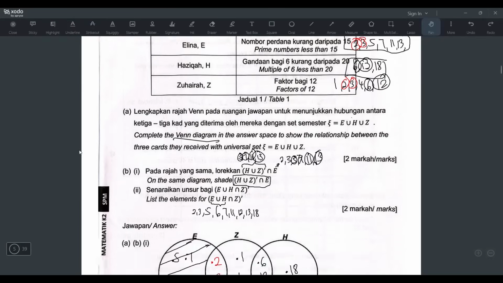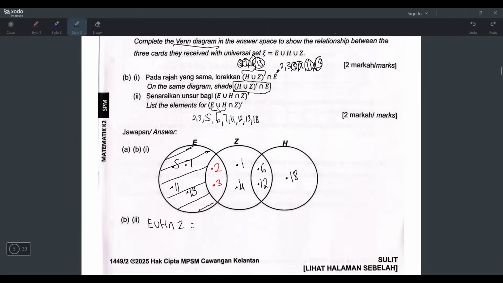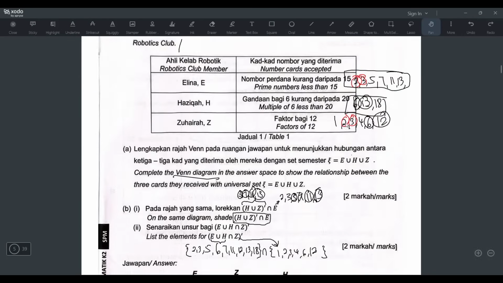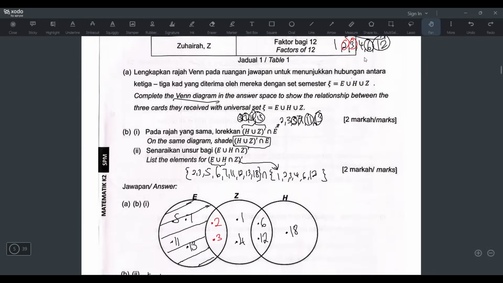Okay, tapi ini bukan final answer. This is just the answer for E union H. Now I have to do intersect with Z. So I will put the intersect symbol here. So this is the answer for E union H. Now I have to do intersect Z pula. Okay, Z is 1, 2, 3, 4, 6, 12. Nak tengok atas pun boleh, sama saja. It's the same.